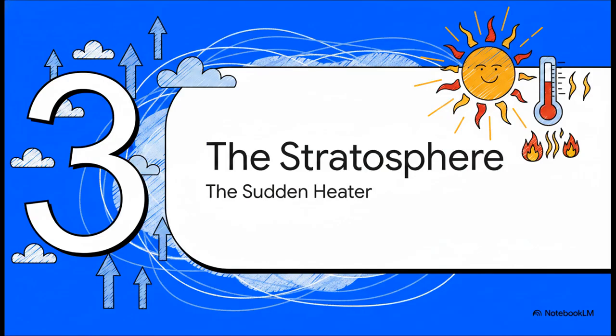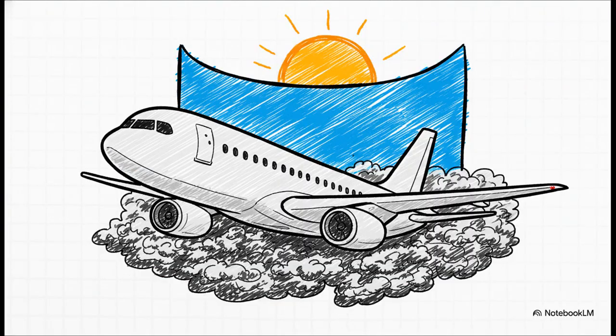Next up, Section 3, Stratosphere, the sudden heater. Moving past the tropopause, we extend up to about 50 kilometers above the Earth's surface. And this is exactly where our imaginary elevator's thermostat completely breaks. You'd think getting further from Earth would just make it colder, right?